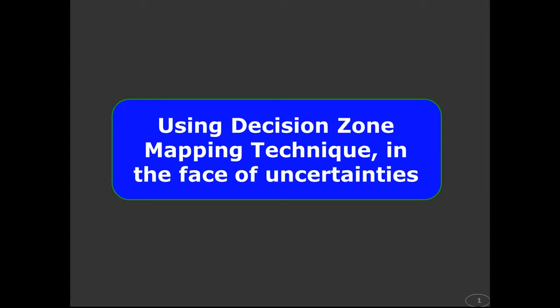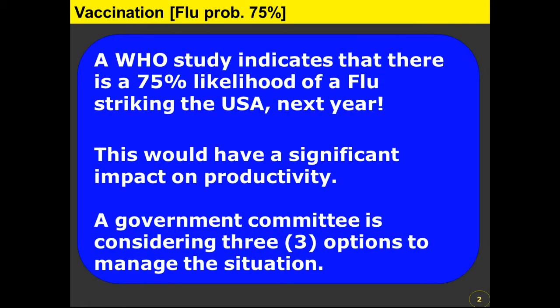Let us use the decision zone mapping technique in the face of uncertainties. A World Health Organization study indicates that there is a 75% likelihood of a flu striking the USA next year. This would have a significant impact on productivity. A government committee is considering 3 options to manage the situation.